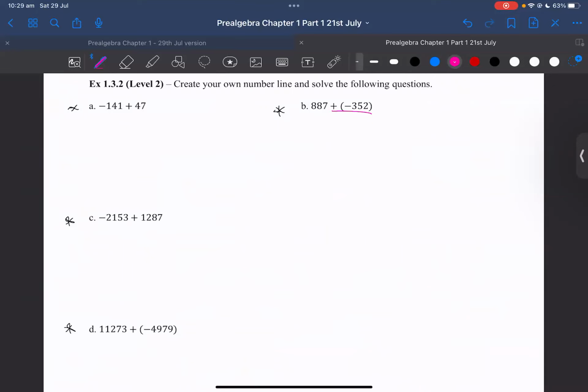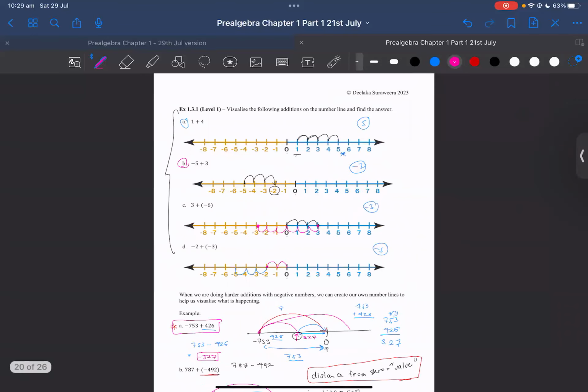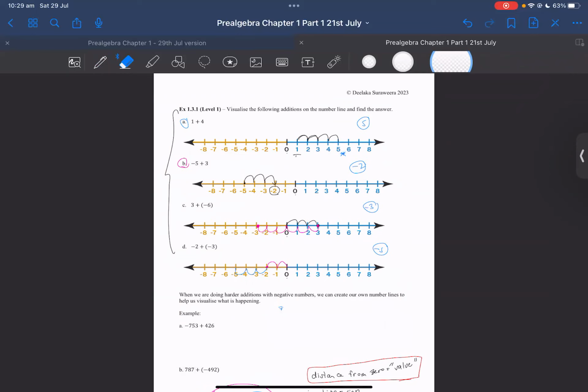Actually, let me give another way. I think it probably makes a bit more sense. You guys done addition and subtraction with negatives before? And how did you guys do it before? We usually took the number line. Number line. Okay. All right.